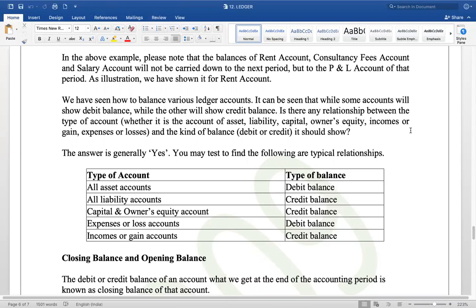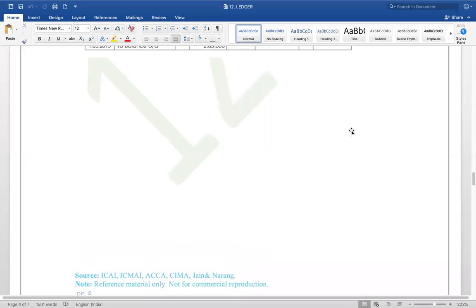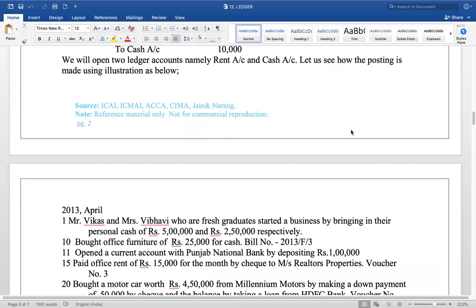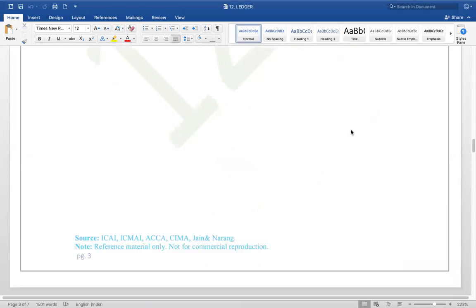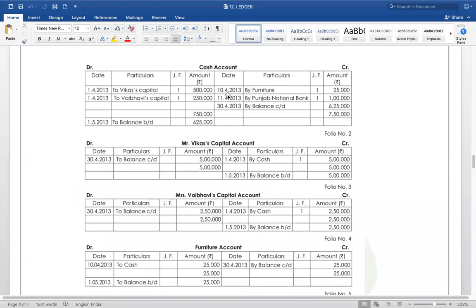You may be perplexed or confused with a particular transaction, whether it is to be debited or credited. Please remember all asset accounts show a debit balance. Debit balance means the debit side of the account should be more than the credit side. Look at this cash account. The cash account debit side is 7,50,000. This balancing figure 625, don't look at that; you have dropped this amount to make it equal.